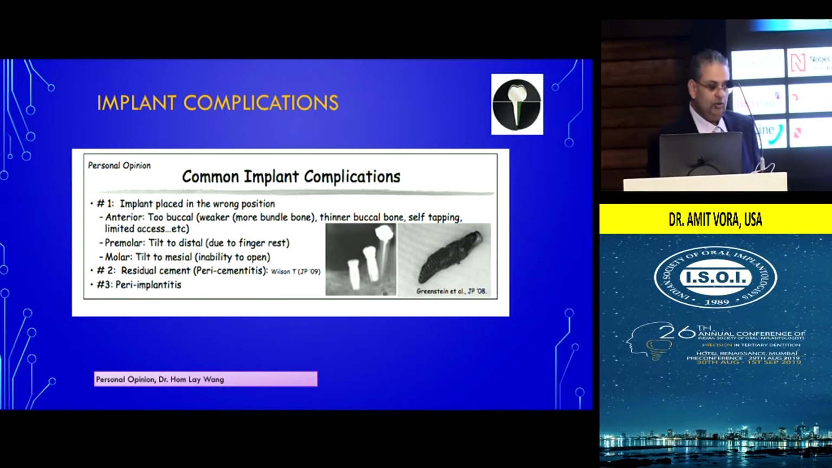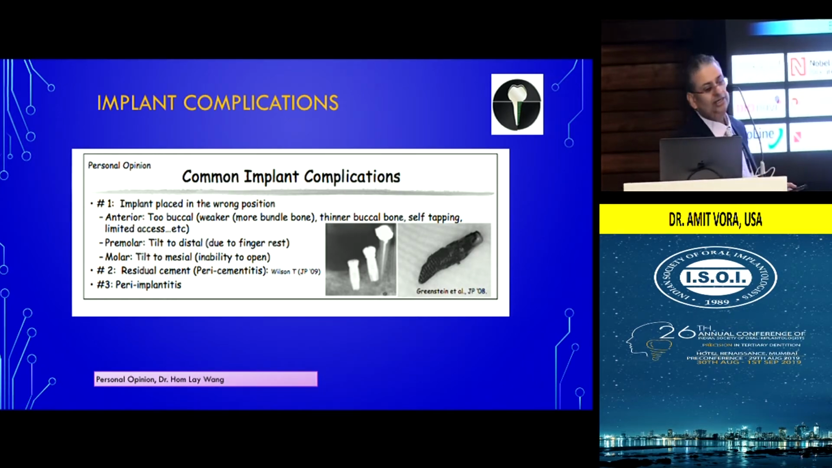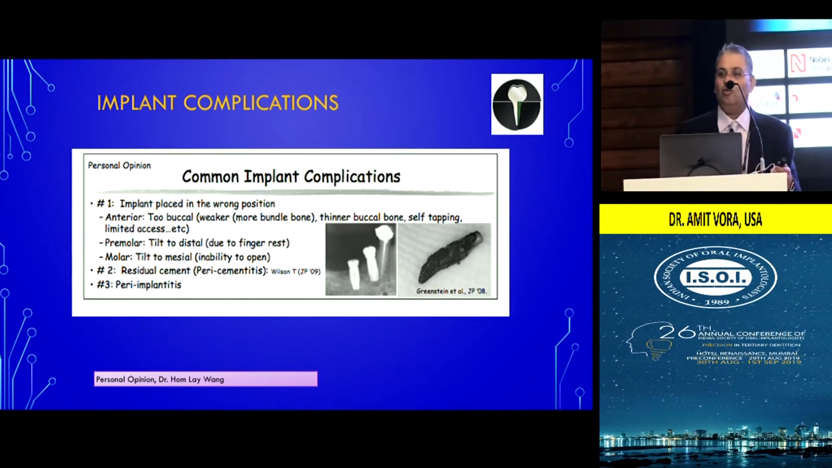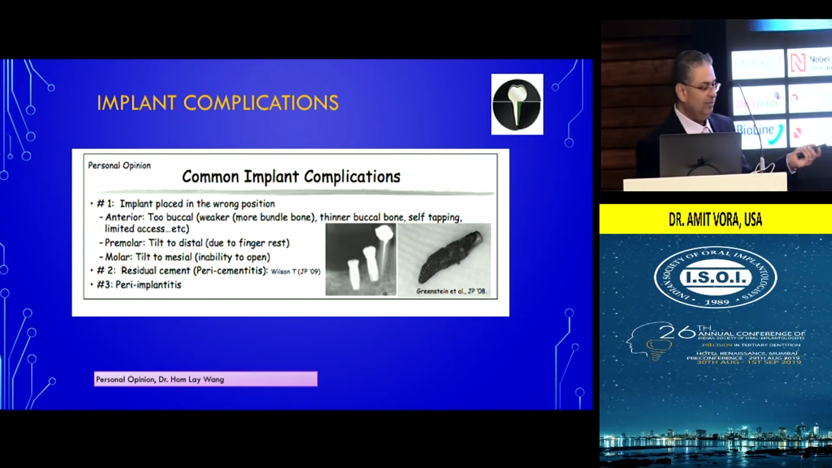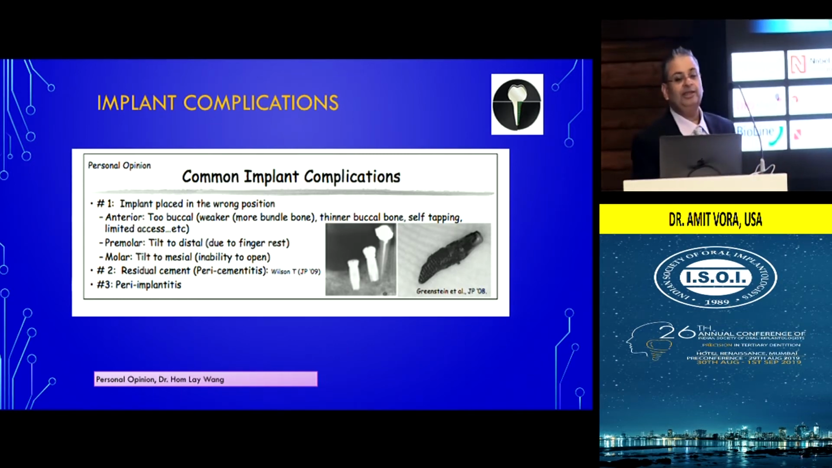Dr. Homle Wong, who is a well-known publisher and researcher based out of Michigan, has said that this is his personal opinion of the most common implant complications. The number one is that the implant is placed in the wrong position, and you can see what that is. But number two and number three, which are our focus for today's presentation, are residual cement and peri-implantitis.